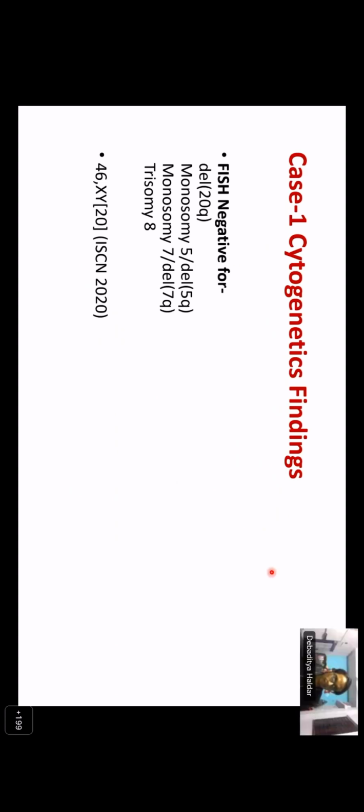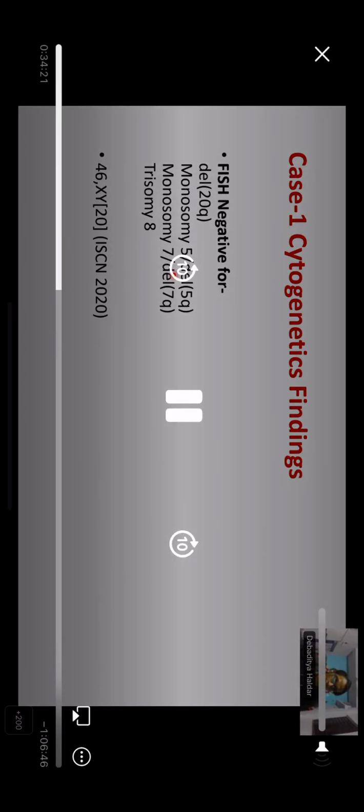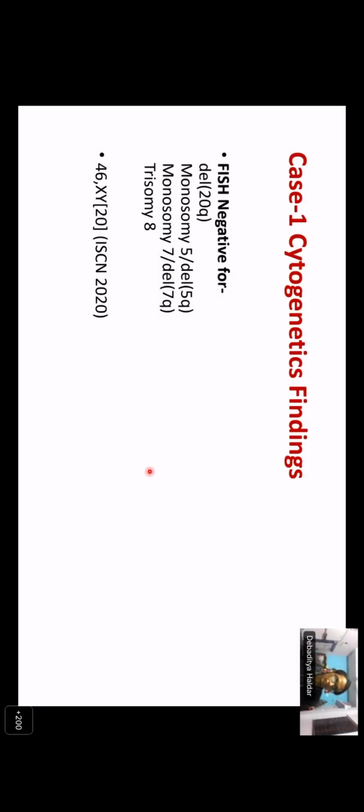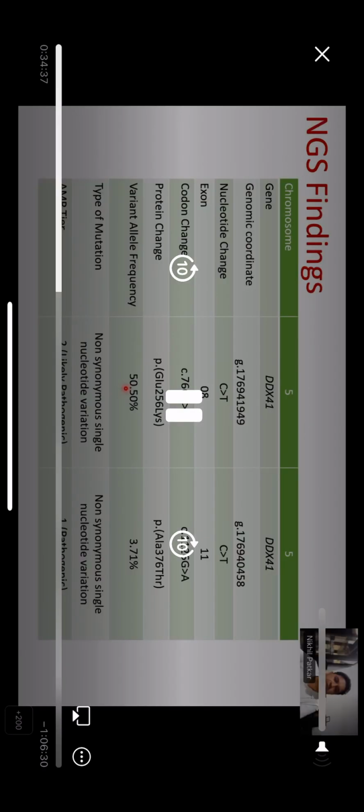So fluorescent in situ hybridization is negative for deletion of the long arm of 20, negative for monosomy 5 or deletion 5q, negative for monosomy 7 or deletion of 7q. Which is negative, all right? And conventional karyotyping, what does it show? It's 46,XY. So is this normal or abnormal?